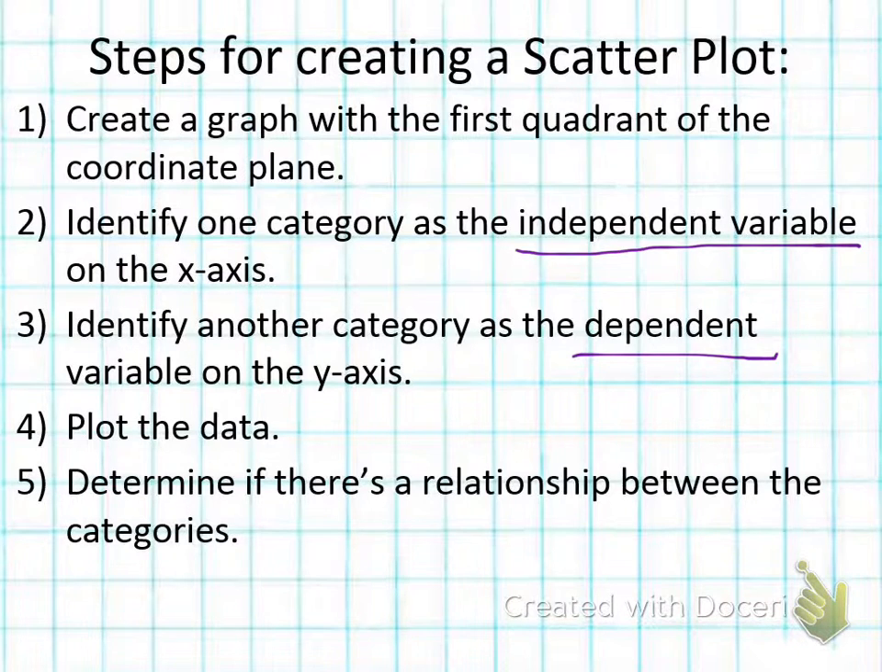Okay, typically a lot of the time if we are dealing with time, so hours that you study or days that you go to class or days that you're tardy, okay, that's usually going to be our x-axis, that's independent, because that's something we can just kind of look at. We can just kind of see it is what it is, and then we can kind of try to look at things that depend on that.